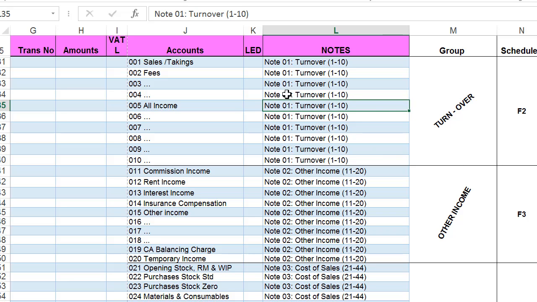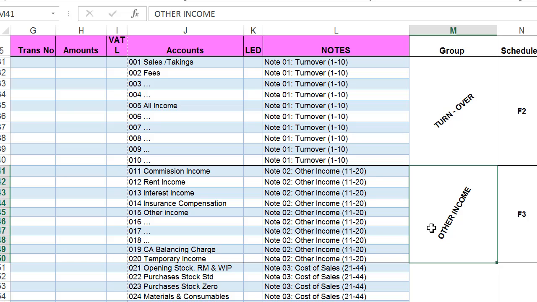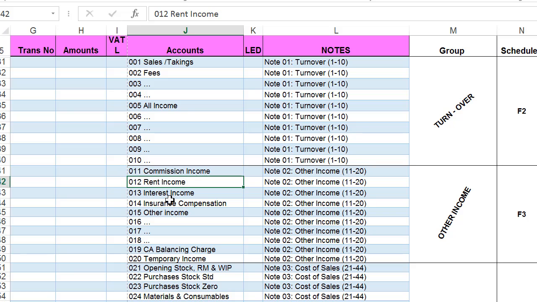Anyway, so account number 1 to 10 are turnover accounts. We've got the sales account, we've got the fees account, and then of course the all income account. And then the second classification is for the other incomes. Now in this case, we've got commission income, rent income, interest income, insurance compensation, other income, and then we have a capital allowance balancing charge, which is a little bit complicated for tax purposes, tax adjustments, and then we've got number 20 for temporary income. In case we don't know in which classification to record the income, we can use the temporary income. However, in this case, we're only using one income account and this one doesn't apply.